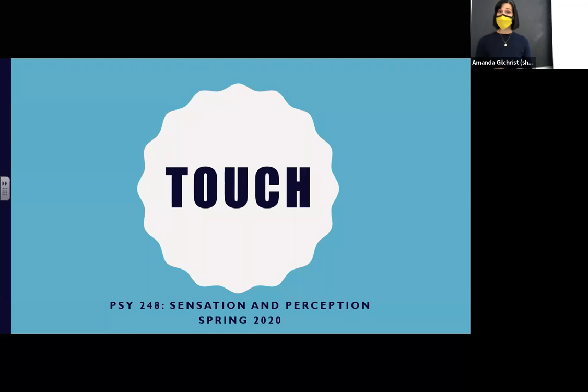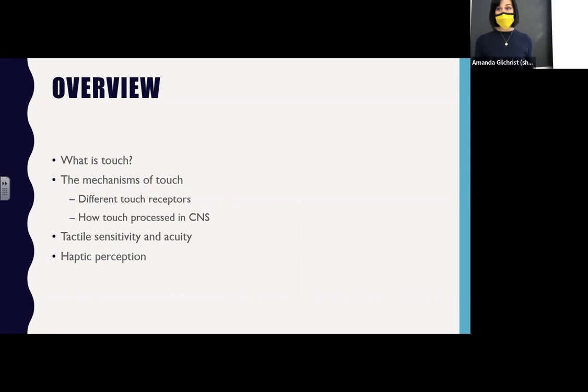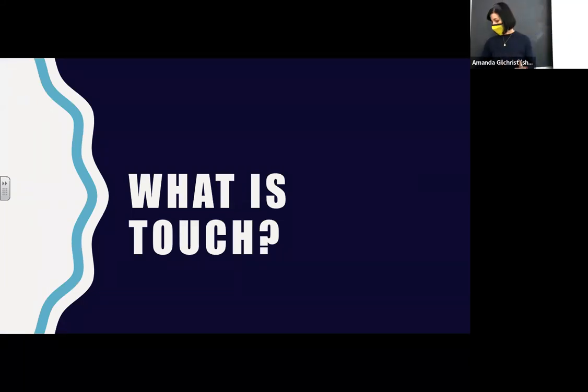So let's talk a little bit about touch. Here's what we're going to talk about over Wednesday and on Friday. We're going to talk about what touch is, and the different mechanisms of touch, so the different types of touch receptors that we have. We're also going to talk about how touch is processed in our central nervous system. We'll talk a little bit about tactile sensitivity and acuity. And then we'll finish up by talking about haptic perception, which is touch-based perception. So what is touch?